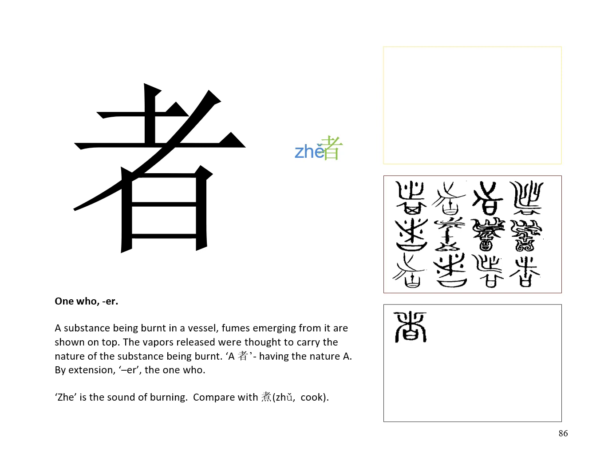So this is the glyph J. Like in English, you can have do plus hyphen er, the doer. That er sense is often what is conveyed by this j sound. A substance being burnt in a vessel, with fumes emerging from it shown on top. The vapors released were thought to carry the nature of the substance being burnt. A j, having the nature of a. That's another way this particular glyph acts. By extension, the sense of hyphen r, as in doer.